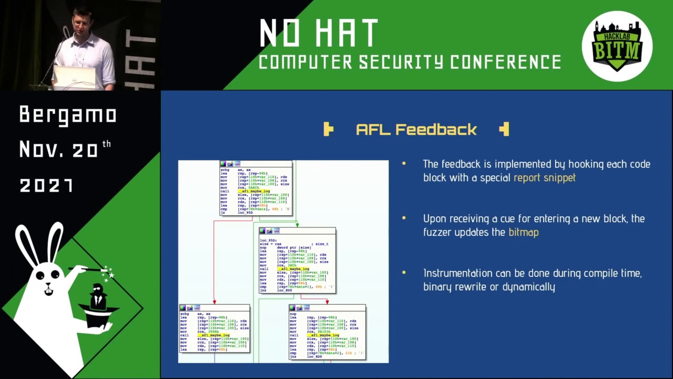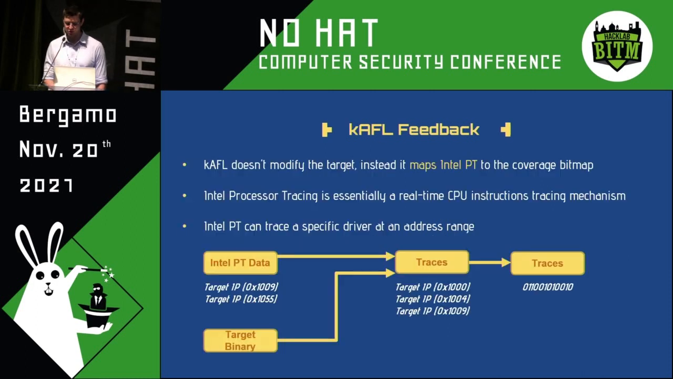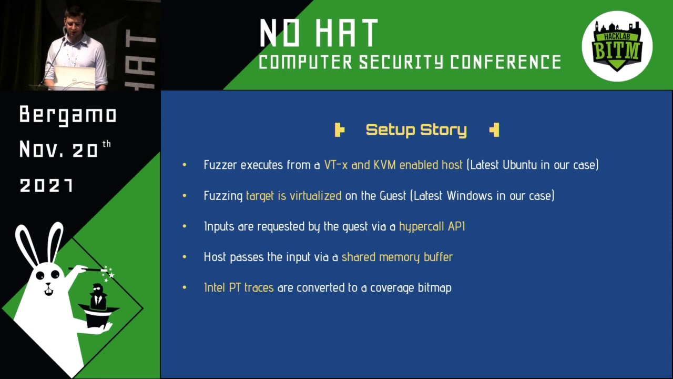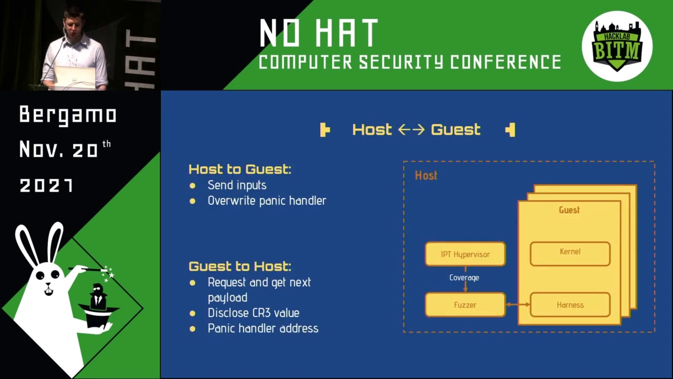We will not go over it as we talked about it, but the idea is to instrument the actual binary. In the case of kAFL, the instrumentation is replaced with Intel PT traces. So the Intel PT traces are essentially translated to the bitmap, just like in the case of AFL. So as we discussed, the idea behind the setup is essentially that we have a fuzzer that executes on the host, and it fuzzes the target that is being executed on the guest, and they communicate via shared memory.